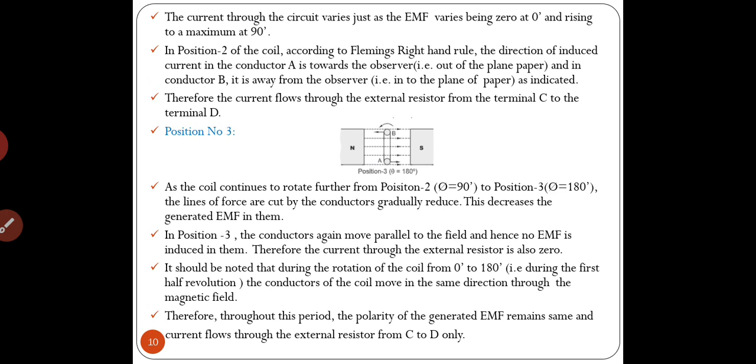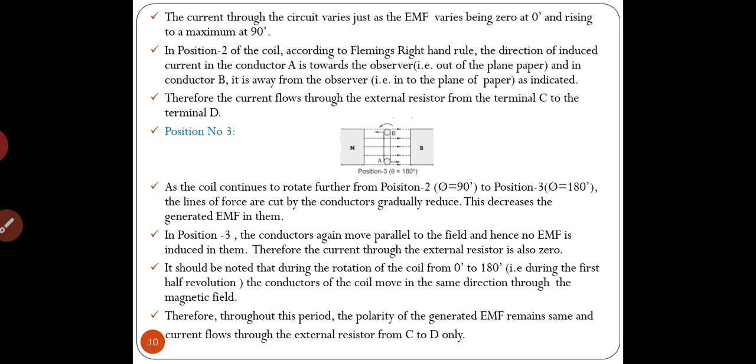As the coil continues to rotate from position 2, phi equal to 90 degrees, to position 3, phi equal to 180 degrees, the lines of force cut by the conductors gradually reduce. This decreases the generated EMF in them. So, as the coil rotates from 90 degrees to 180 degrees, the lines of flux cut are gradually reduced, and this decreases the generated EMF.